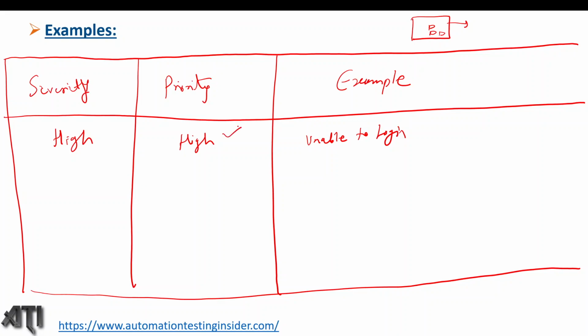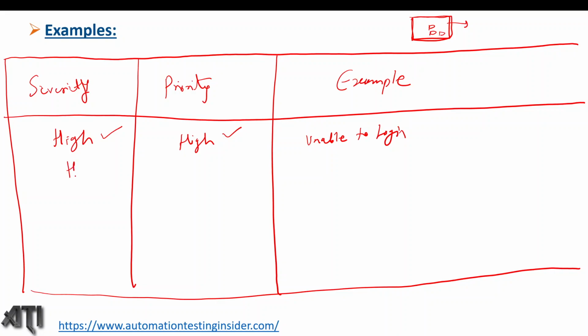Why is it high priority? Because the importance of the defect is very high, correct? This has to be fixed because this is a blocker issue, we cannot move further. So that's the reason we have assigned it high priority. And high severity, the impact is more, correct? The impact is a lot because we are not able to log in to the application, so we cannot test further. So this is an example of high severity and high priority.